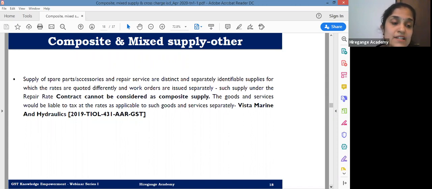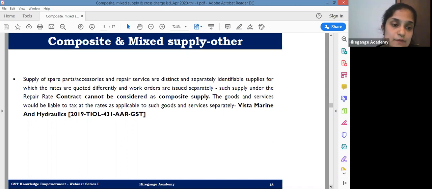Now we come to the supply of the spare parts, accessories, and repair service. Earlier I gave you an example wherein there was a single amount being charged towards the repair service and the parts also were being replaced. Therein I said the predominant supply is the repair service because nobody is coming for the parts alone. Consequently, it is to be taxed based on the tax rate for the repair service.